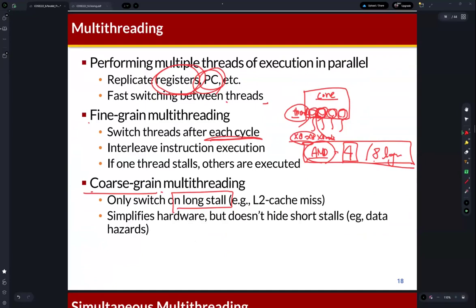Multi-threading means that using a single core, we can run multiple threads concurrently. So in order to implement hardware multi-threading, we require multiple registers and multiple program counters. This is multi-threading.